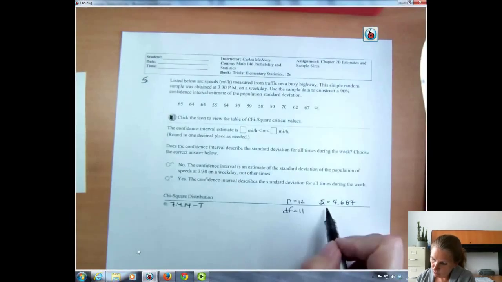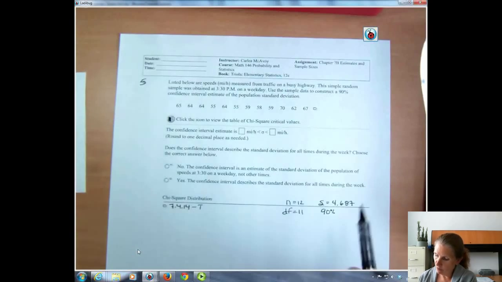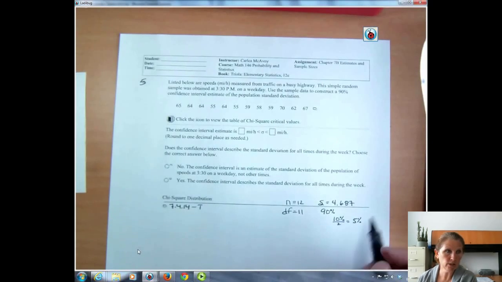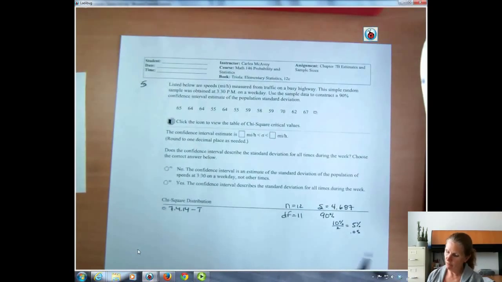We know that we're talking about a 90% confidence because that was given in the problem. If I have a 90% confidence, then my 2 areas are 10%. And then if I divide both of those by 2, I'm looking at 5% on each side, or 0.05, right? So I know my degrees of freedom, and I know I have 0.05.